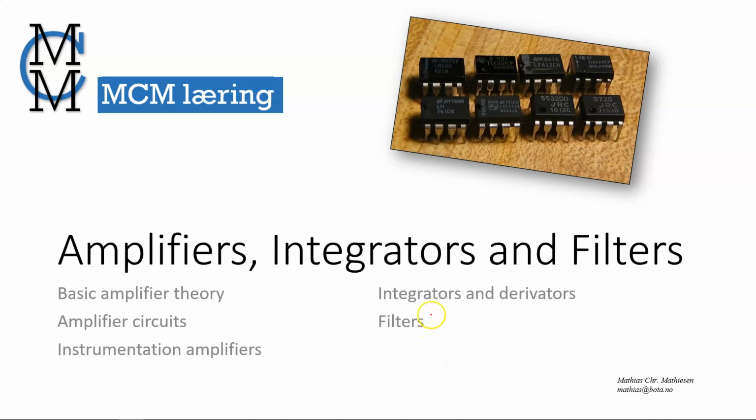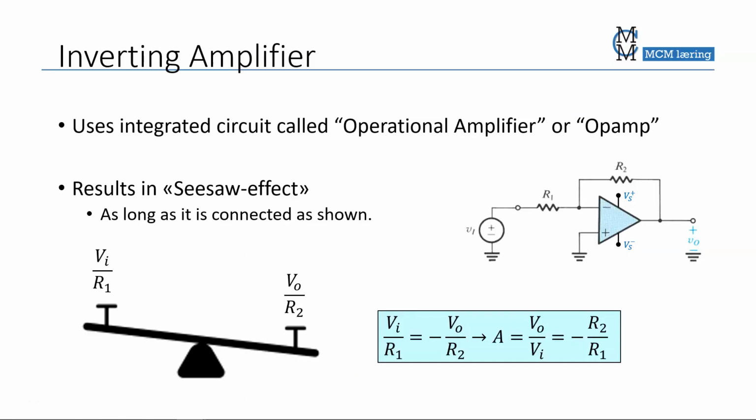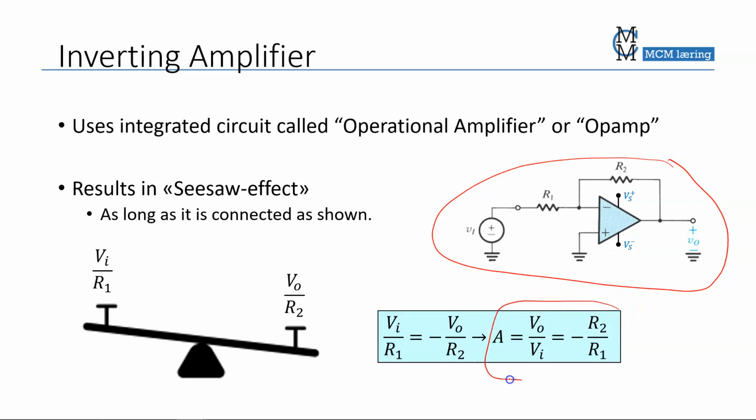Film number 4 in this series is about filters. The filters in this demonstration are both based on the inverting amplifier. So we have to keep in mind the expression for the gain for inverting amplifiers. The A is minus R2 over R1.